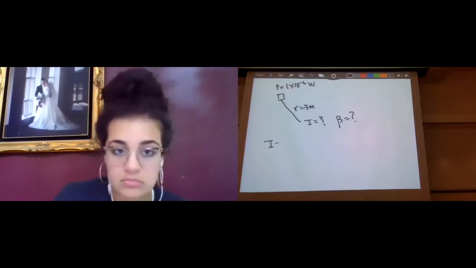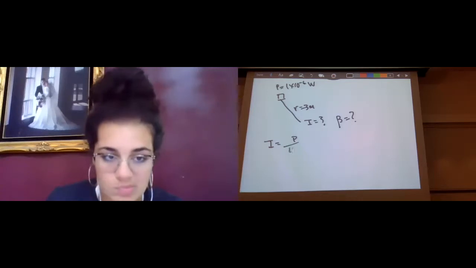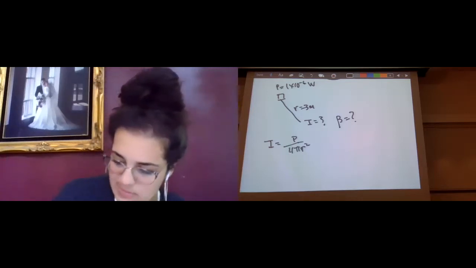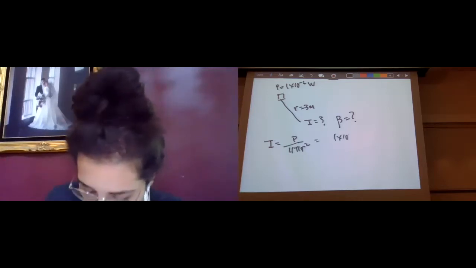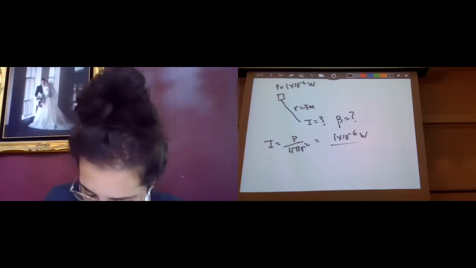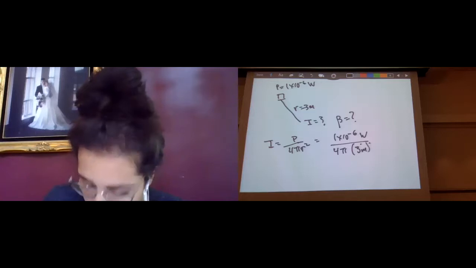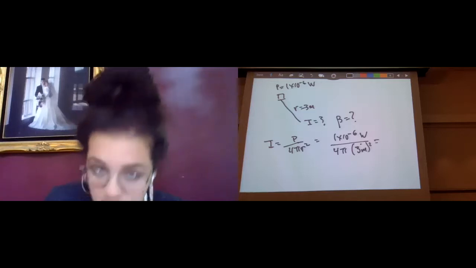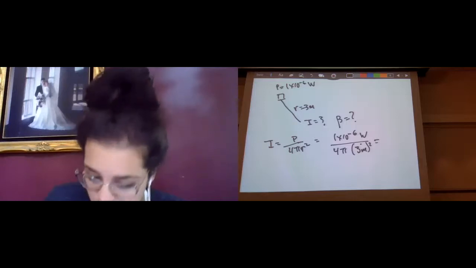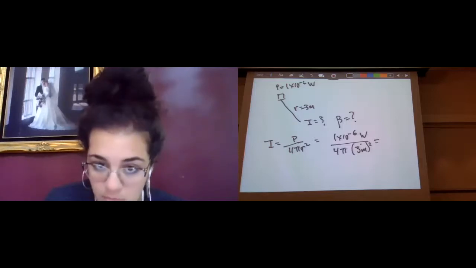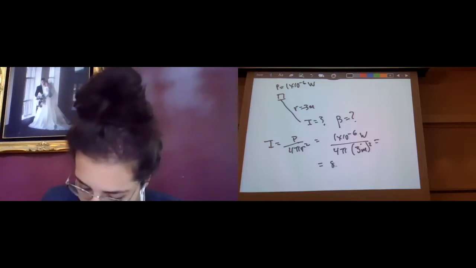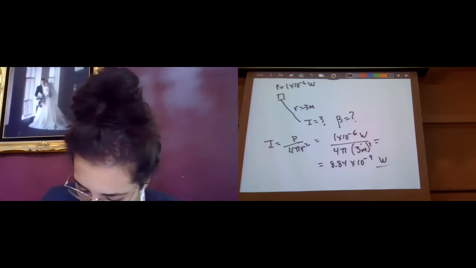So we know the intensity is simply going to be equal to the power divided by 4 pi r squared. So it's going to be equal to 1 times 10 to the minus 6 watts divided by 4 pi times 3 meters squared. So let's look at the numbers. And here we find that the intensity is equal to 8.84 times 10 to the minus 9 watts per meter squared.